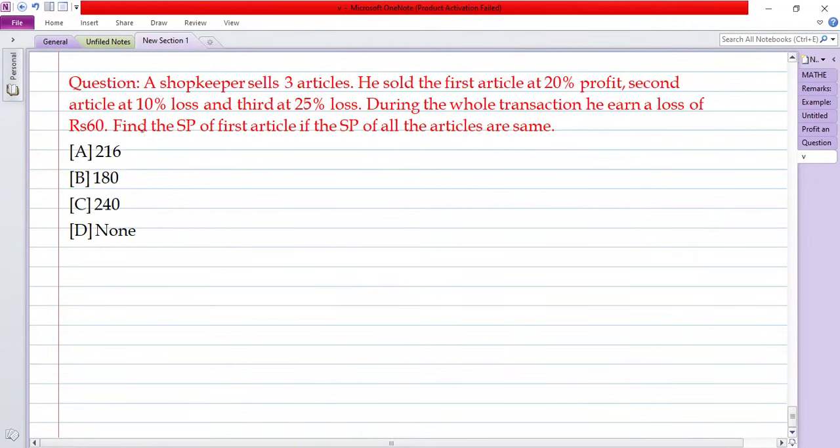So here, this is another type of question. A shopkeeper sells three articles. He sold the first article at 20% profit, the second article at 10% loss, and the third at 25% loss. During the whole transaction, he incurs a loss of rupees 60. Find the selling price of the first article if the selling prices of all the articles are the same.